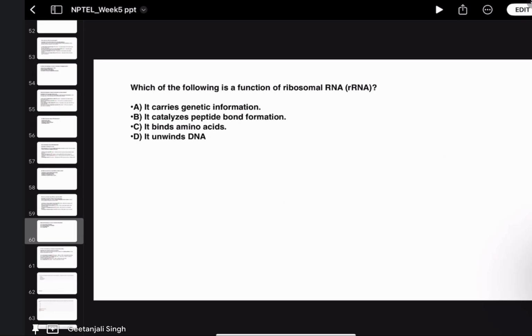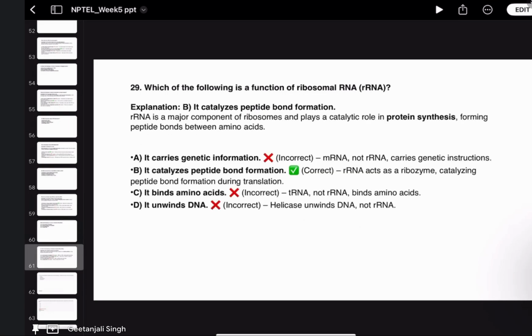Yes, that's the correct answer. It catalyzes peptide bond formation. rRNA is a major component of ribosomes and plays a catalytic role in protein synthesis, forming peptide bonds between the amino acids. It does not carry genetic information, that's carried by mRNA. It does not bind to amino acids. The tRNA does that, and unwinding of DNA is done by helicase, not rRNA.